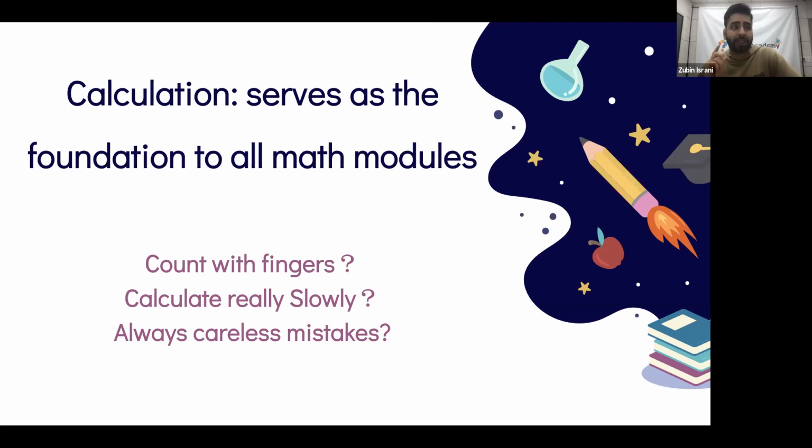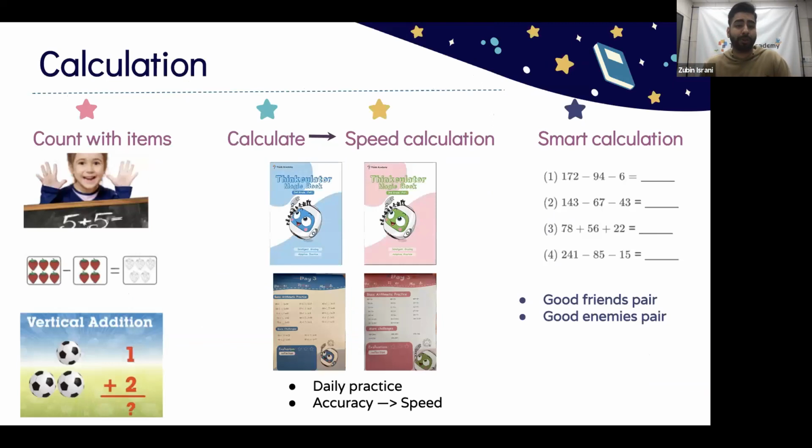If you see that when they're actually counting, they are using their fingers or using a physical object, then that is the first step. That is the base that you need to improve on, because that has to be improved for MK 1 to 2. Are they calculating slowly? And are they always making careless mistakes? Those are the most common problems.